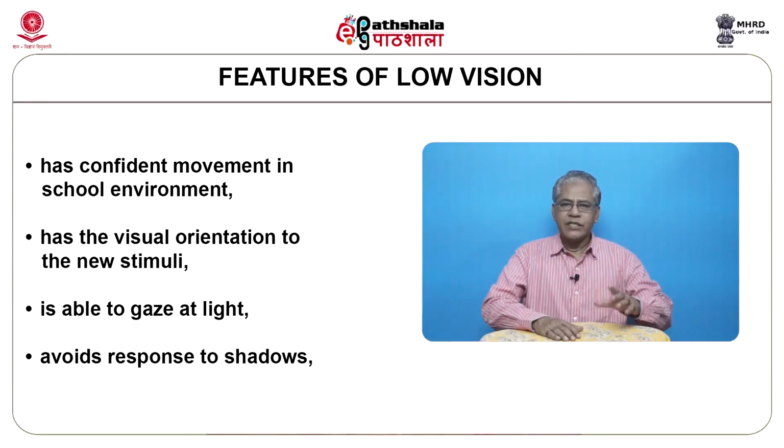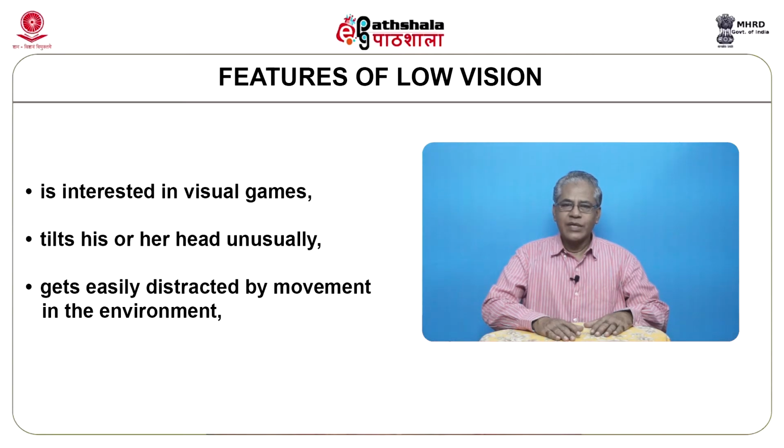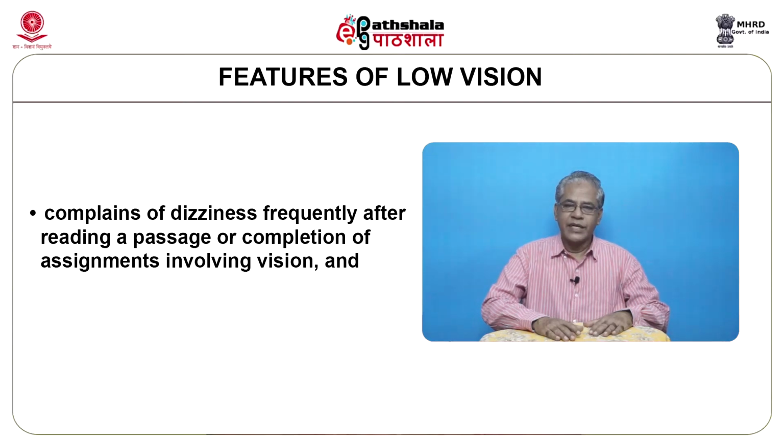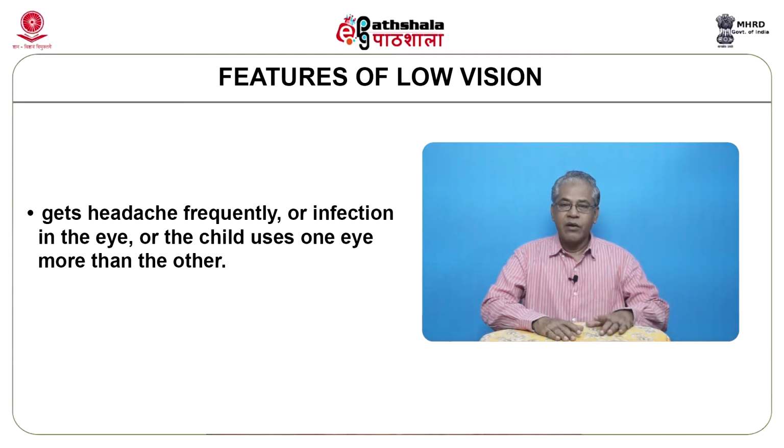Low vision as a visual impairment may be identified with the help of common features, such as that the child has confident movement in school environment, has a visual orientation to the new stimulus, is able to gaze at light, avoids response to shadows, is interested in visual games, tilts his or her head unusually, gets easily distracted by movement in the environment, makes troubled responses to suddenly approaching objects, experiences difficulty in identifying small detail in pictures or illustrations, complains of dizziness frequently after reading a passage or completion of assignments involving vision, and gets headache frequently or infection in the eye, or the child uses one eye more than the other.